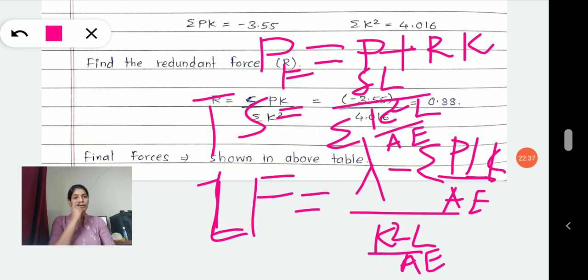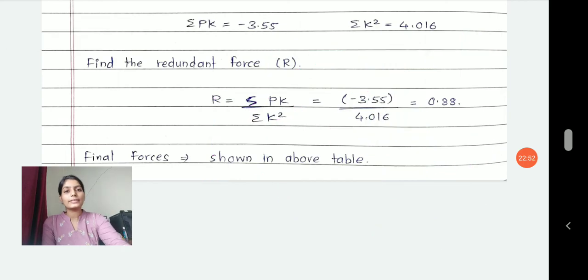So I hope you have remembered each and every formula I have taught you. Remember those formulas, understand how to calculate the P force, how to calculate the K force, and how to apply and how to choose the redundant forces in the system. In the next class, whatever doubts you have, you can ask me. In the next class, we will start with the portal frame methods. Thank you so much.